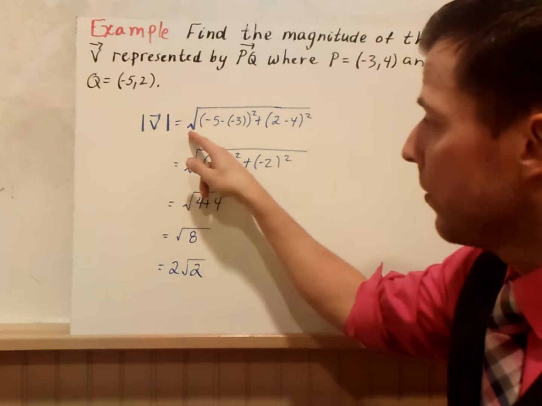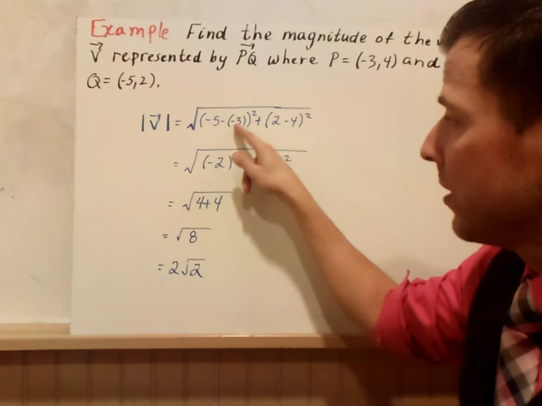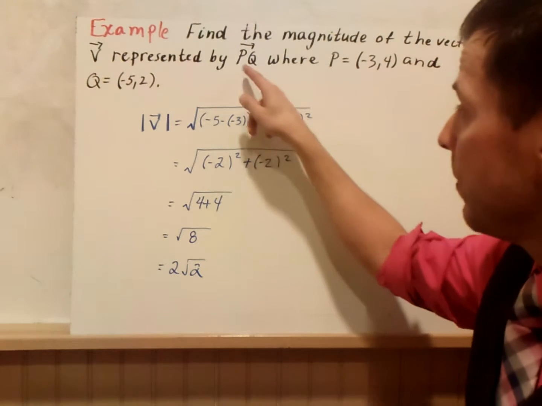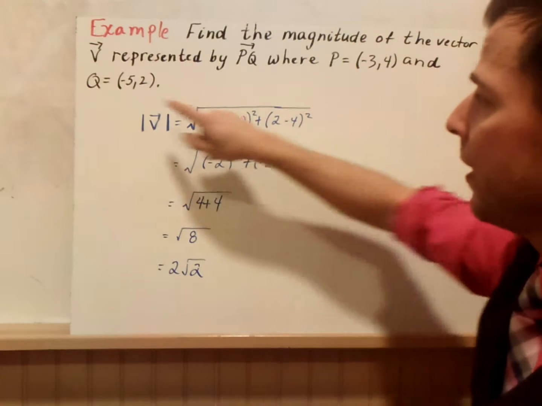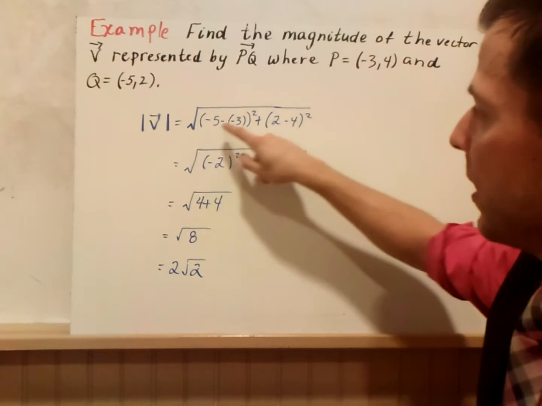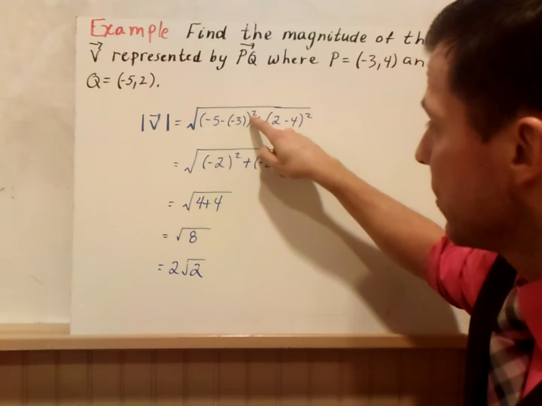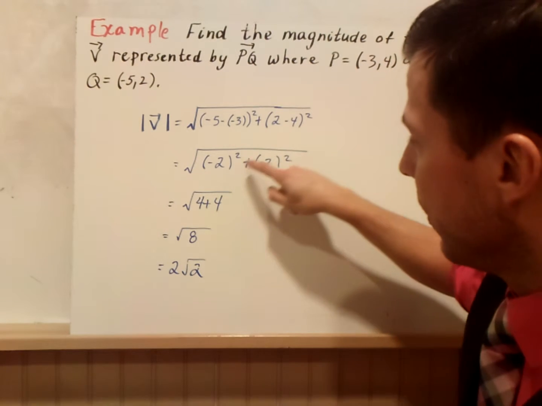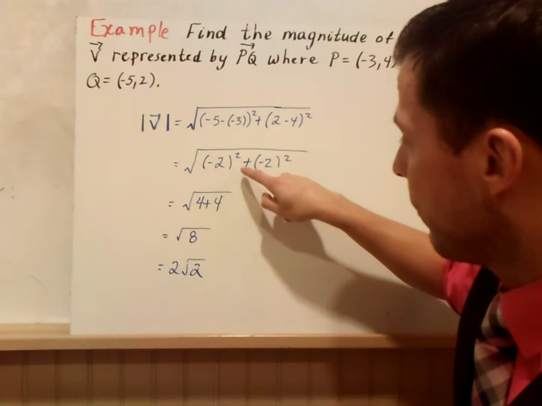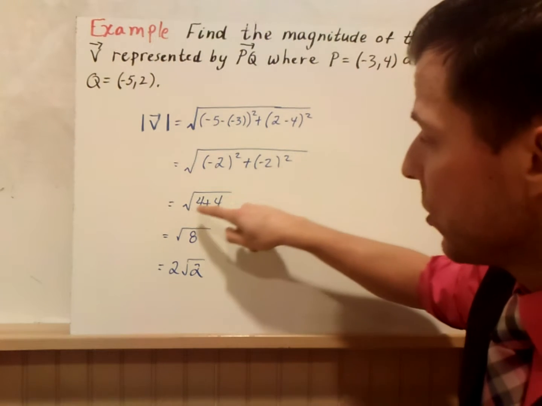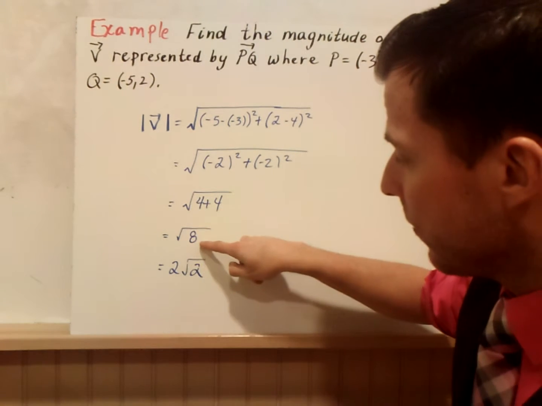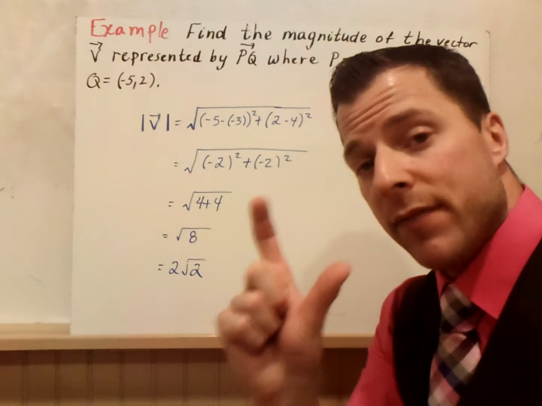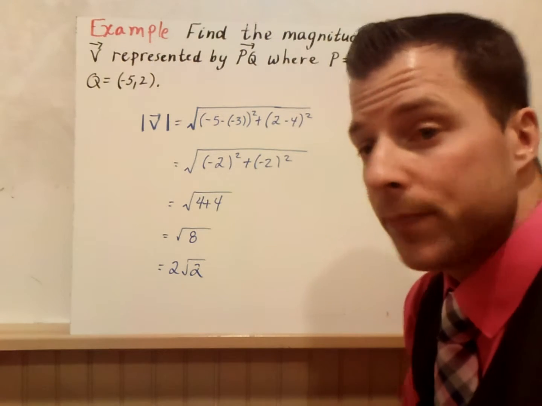So it's going to be the square root of x2 minus x1 squared plus y2 minus y1 squared. I get these values from our ordered pairs. P is first, then Q. So you have x2 minus x1, that's negative 5 minus negative 3, all squared, plus y2 minus y1, 2 minus 4. So I get the square root of negative 2 squared plus negative 2 squared, which is the square root of 4 plus 4, which is the square root of 8, or 2 root 2. The length of that vector is 2 root 2.